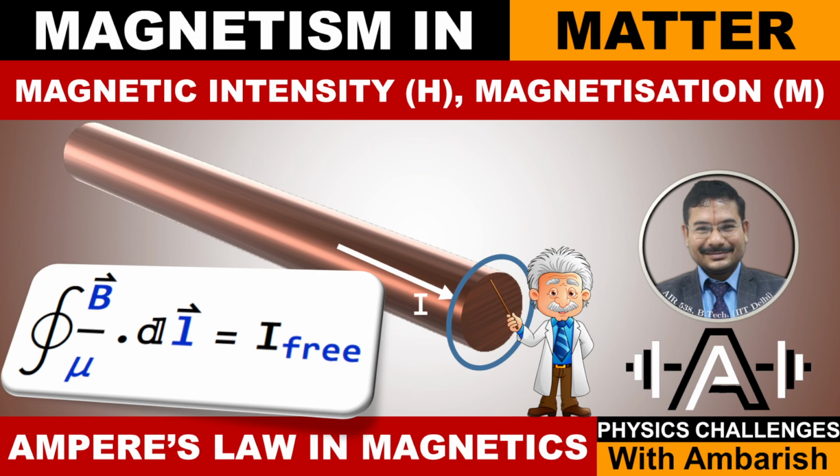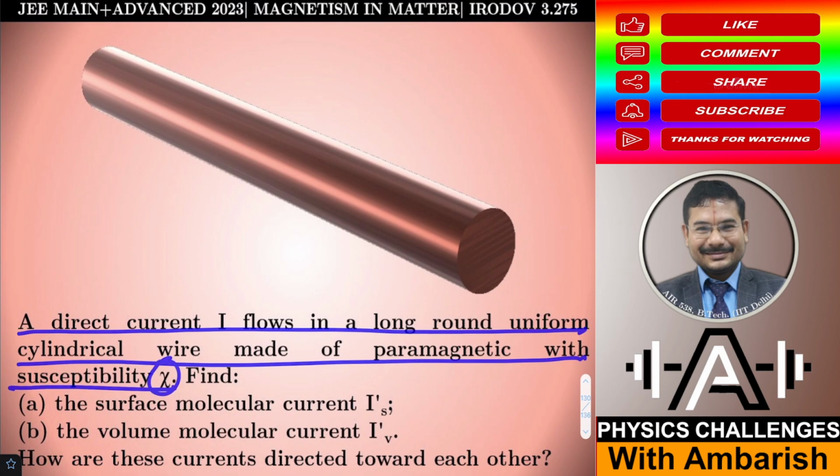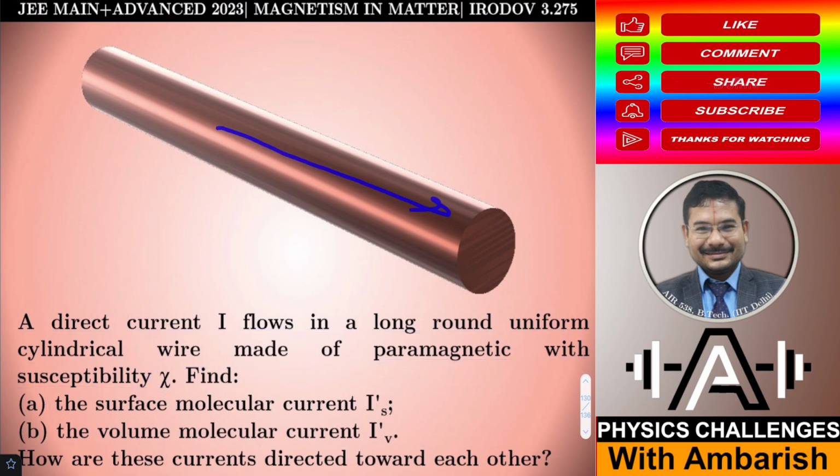The problem that I've selected is an Irodov problem 3.275. Let me read out the problem, and then I'll derive the relevant theory and then we'll do this problem. A direct current I flows in a long, round, uniform cylindrical wire made of a paramagnetic with susceptibility chi. So this is some wire, and in this there is some current flowing like this, and let's say I is that current, and the susceptibility of this is chi.